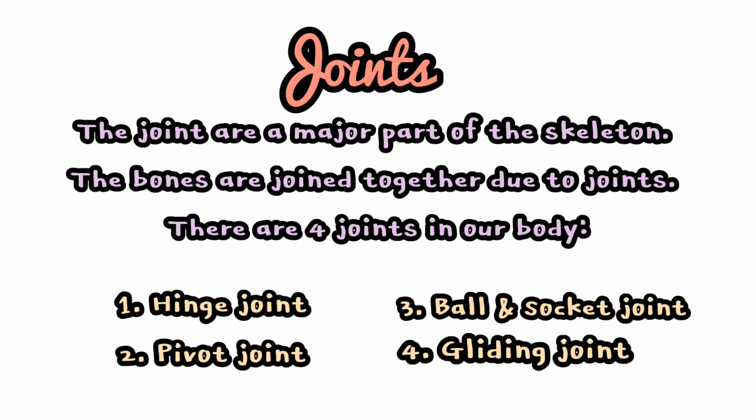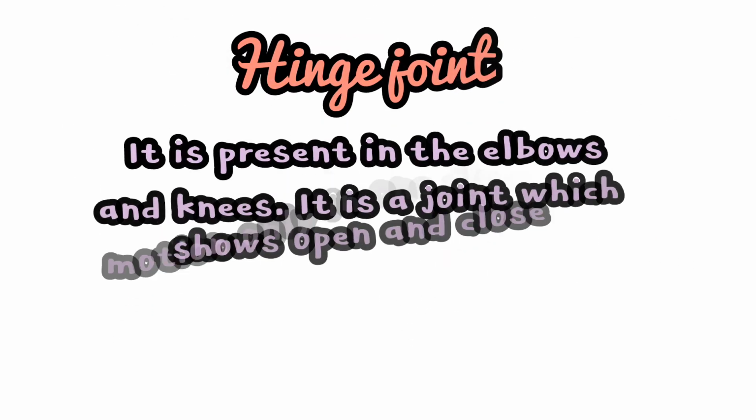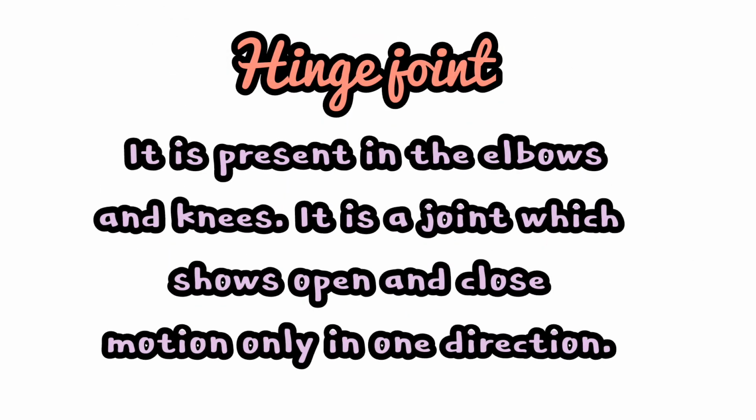Joints. The joints are a major part of the skeleton. The bones are joined together due to joints. There are 4 joints in the body: hinge joint, pivot joint, ball and socket joint, and gliding joint. Hinge joint. It is present in the elbows and knees. It is a joint which shows open and close motion only in one direction.